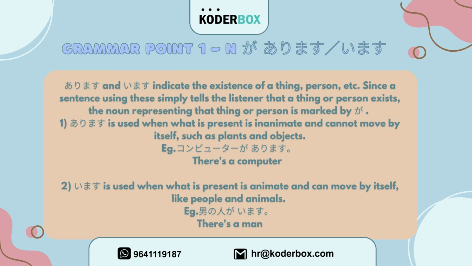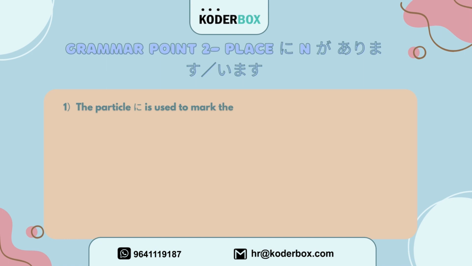Second, imasu is used when what is present is animate and can move by itself, like people and animals. Example, otoko no hito ga imasu. There's a man. Grammar point 2. Place ni noun ga arimasu, imasu.